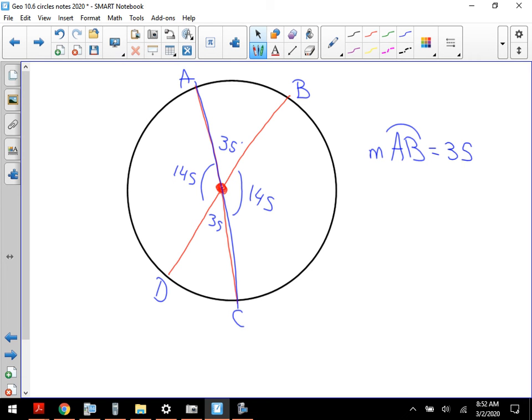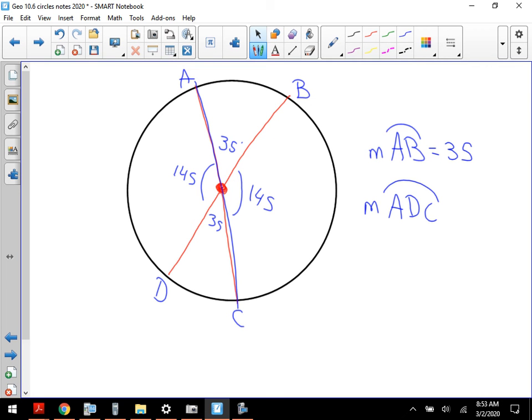Correct. What if I do this? If I say measure of ABC. It's 180, isn't it? Yeah.